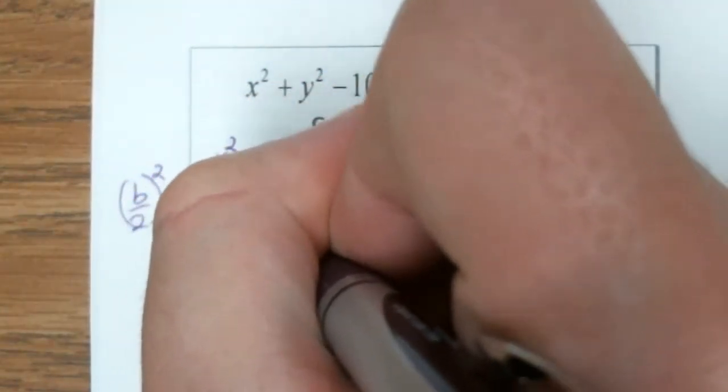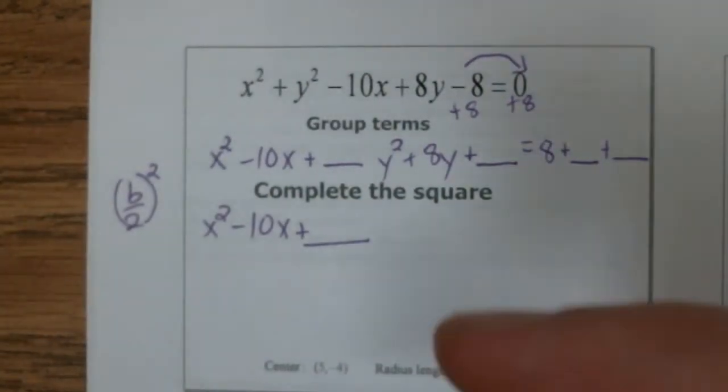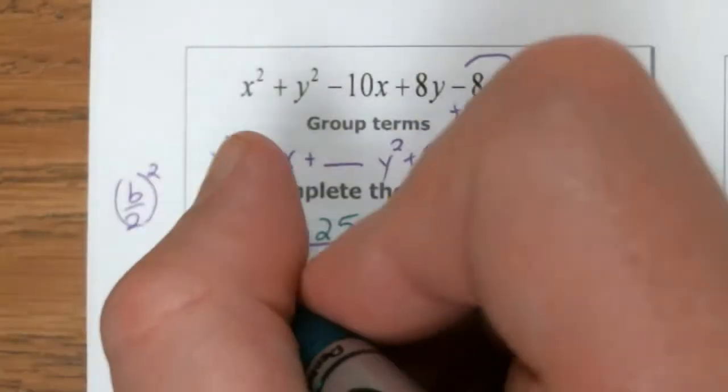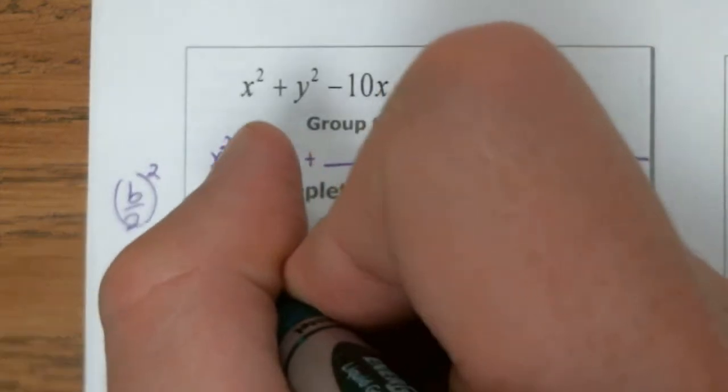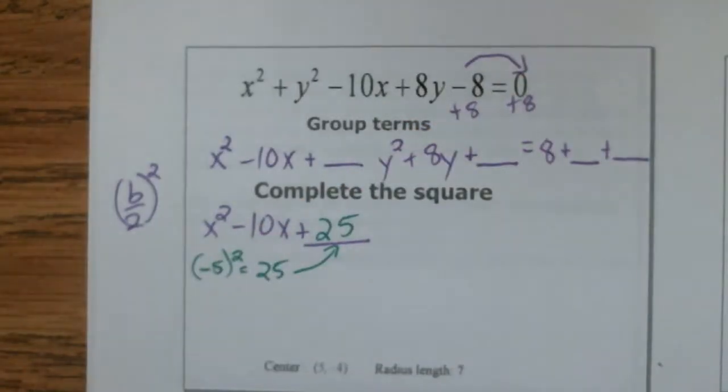X squared minus 10x plus, and I'll do this in green, 25. This is a magical number that we're pulling out of thin air, because we basically took half of negative 10, which is negative 5, and then we squared it, and that became 25. So that's what we're going to put in that blank.